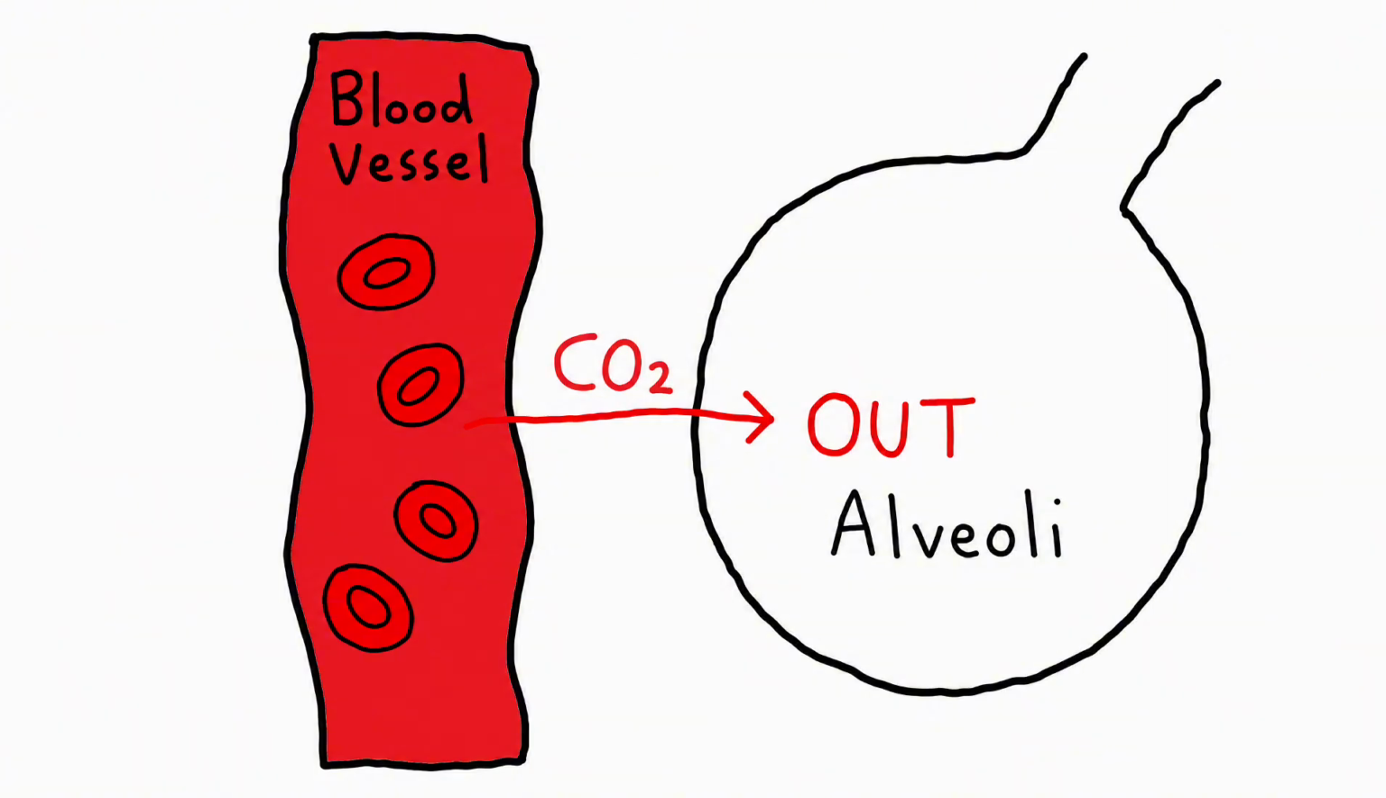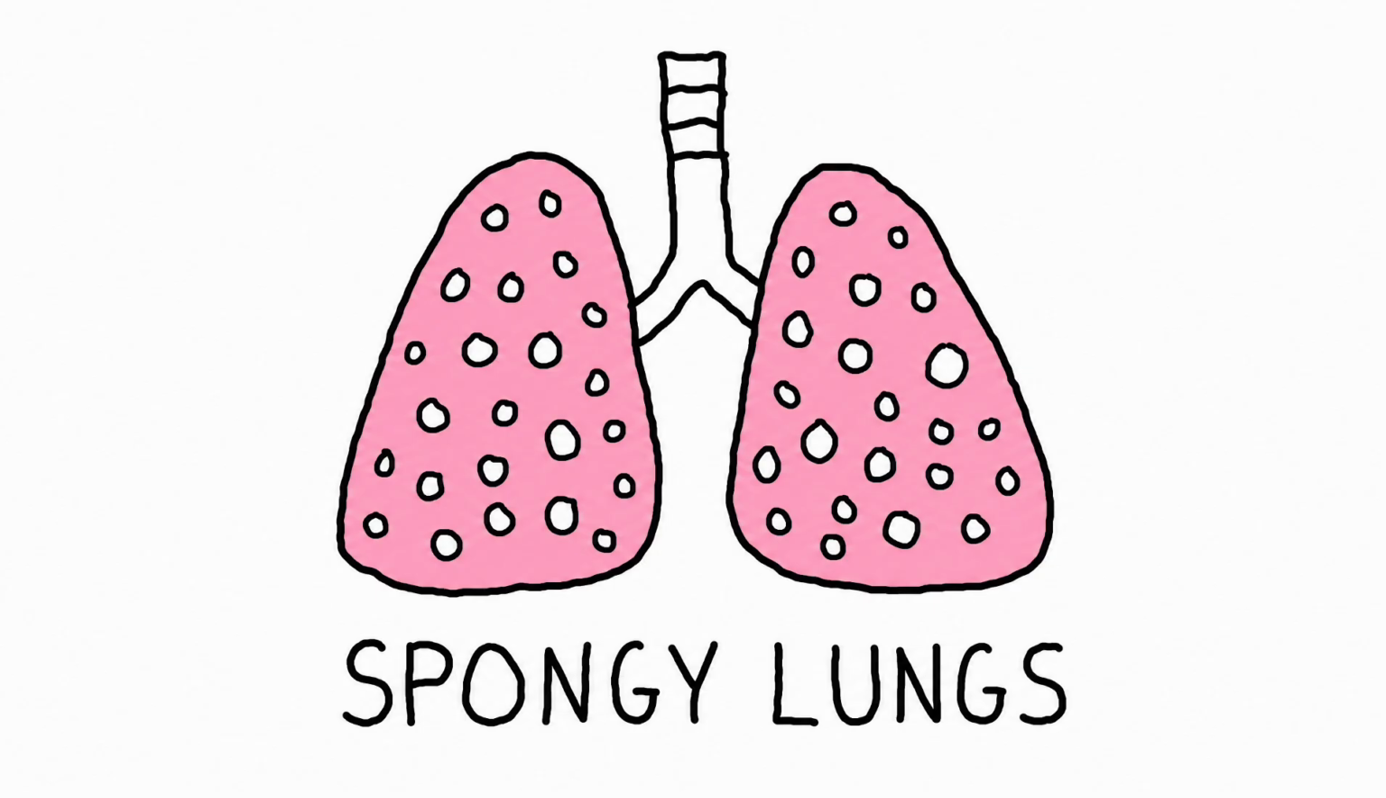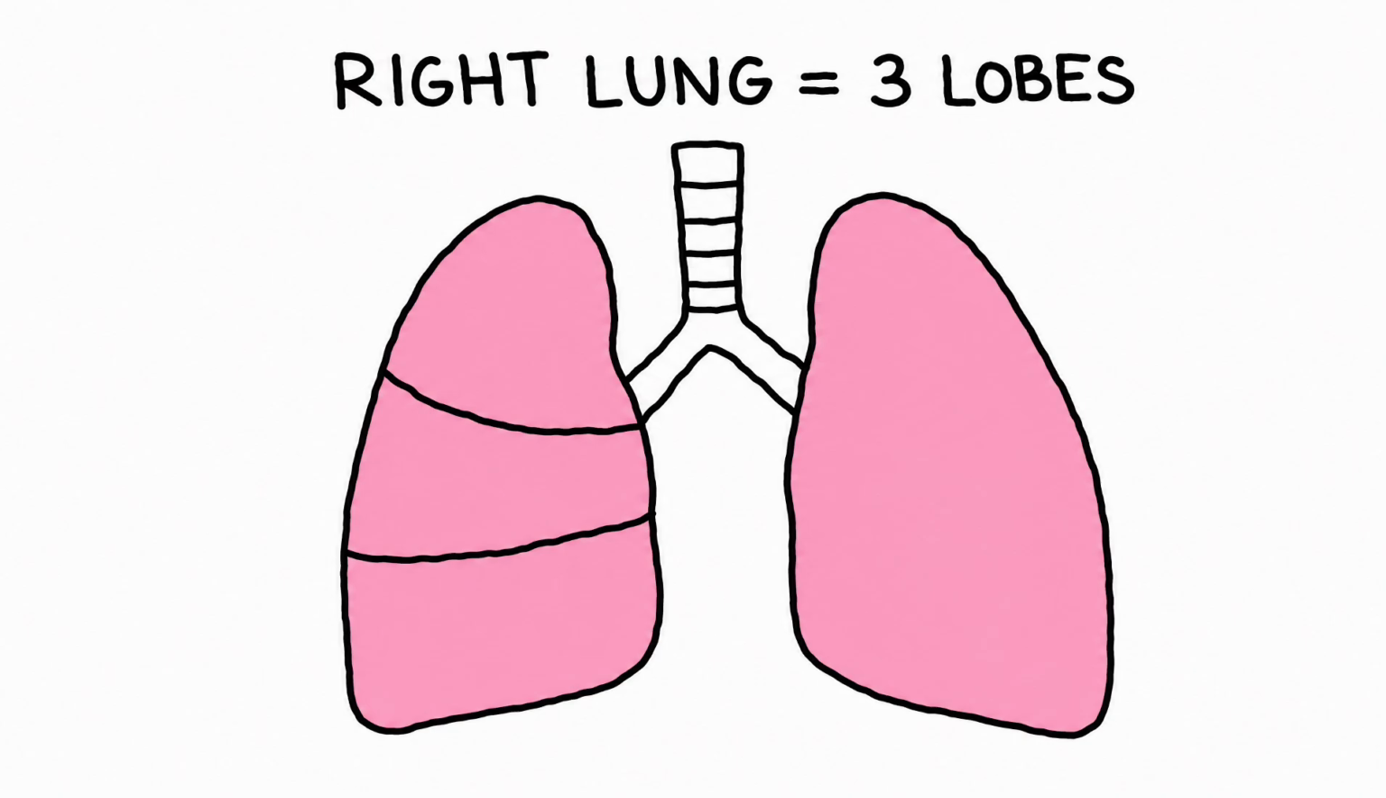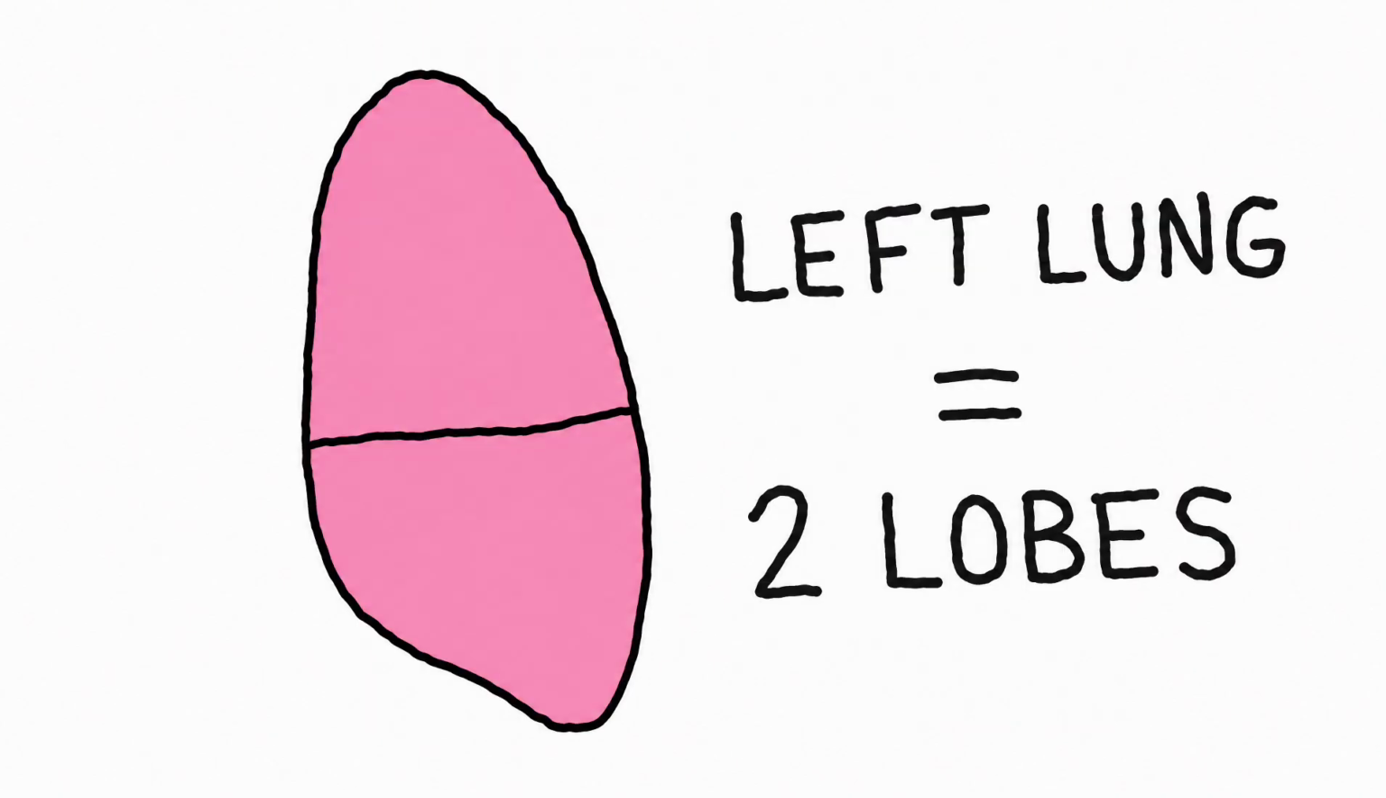And so the lungs are these soft, spongy, cone-shaped organs within the thoracic cavity. The lungs are separated from each other by the heart and the mediastinum. And so the right lung, okay, is going to have 3 lobes, whereas the left lung is just going to have 2 lobes. Okay.